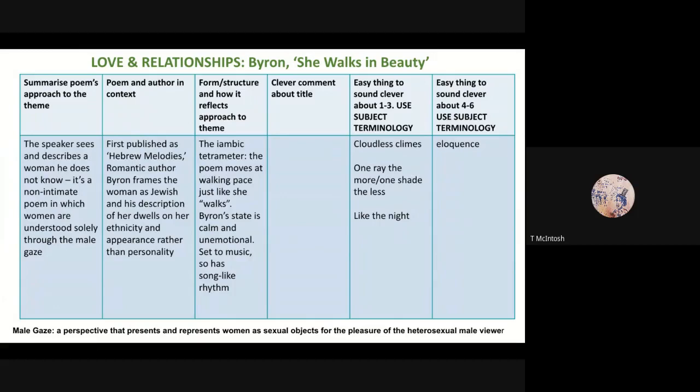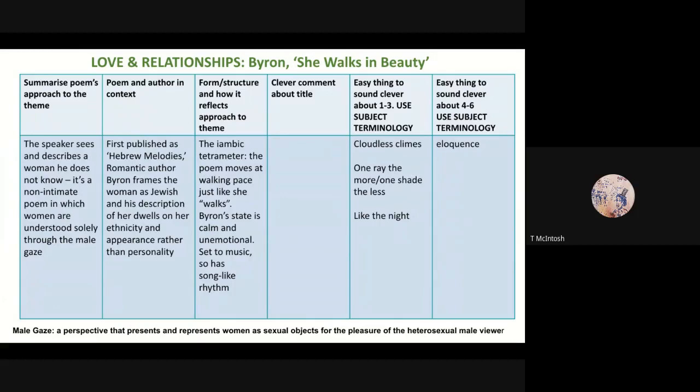Poem and authoring context: first published as Hebrew Melodies, a romantic author. Remember, romantic is a period, not an adjective describing love and romance. Romantic author Byron frames the woman as Jewish, and his description of her dwells on her ethnicity and appearance rather than personality. How does the form and structure work? Well, the iambic tetrameter, the poem moves at a walking pace, just like she walks. Byron's state is calm and unemotional. It's set to music, so it has a song-like rhythm.